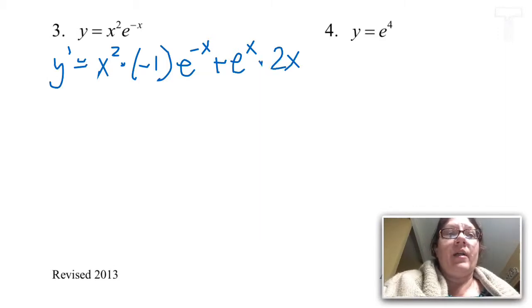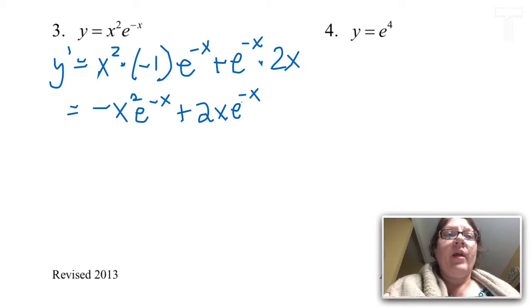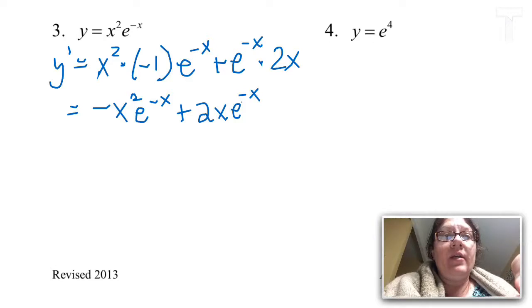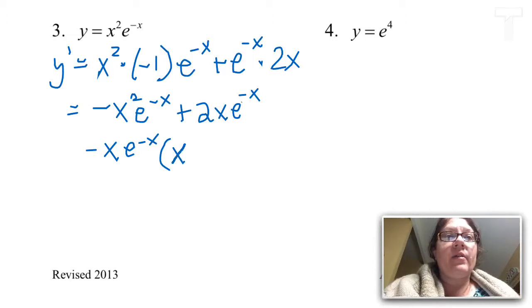And if I simplify it, of course I could factor out an x and an e to the negative x, or maybe even a negative x. Let's take a negative x out. Sure, why not? And then I'll have an x left in the first term. Oops, not plus though, now it'll be minus. So minus 2x. Nope, just minus 2, kidding.